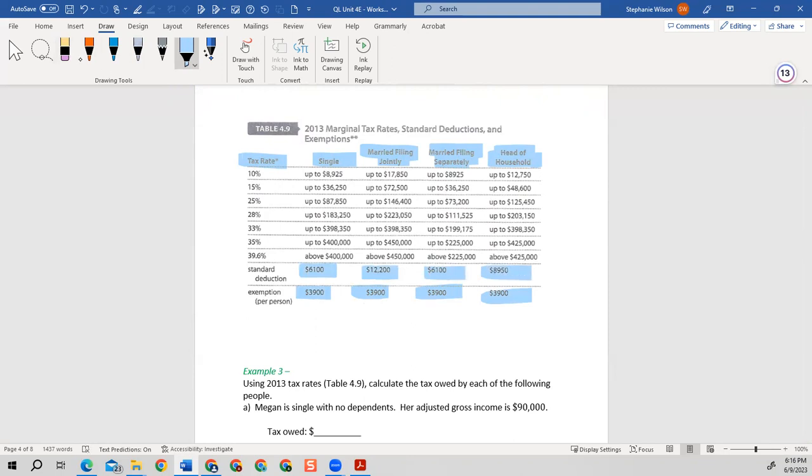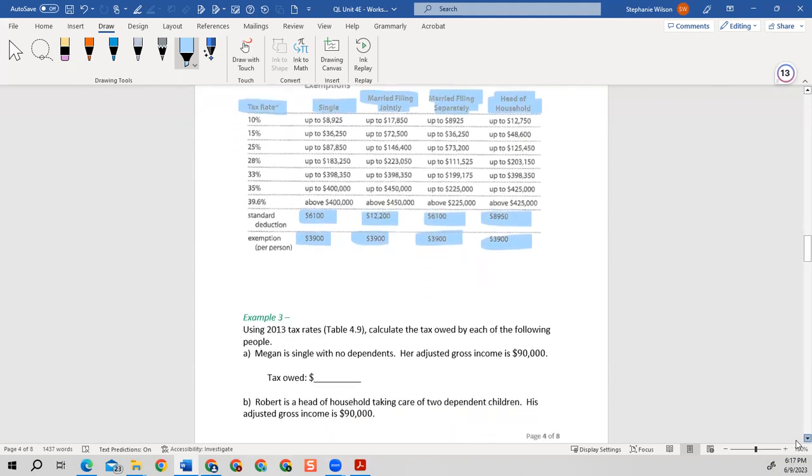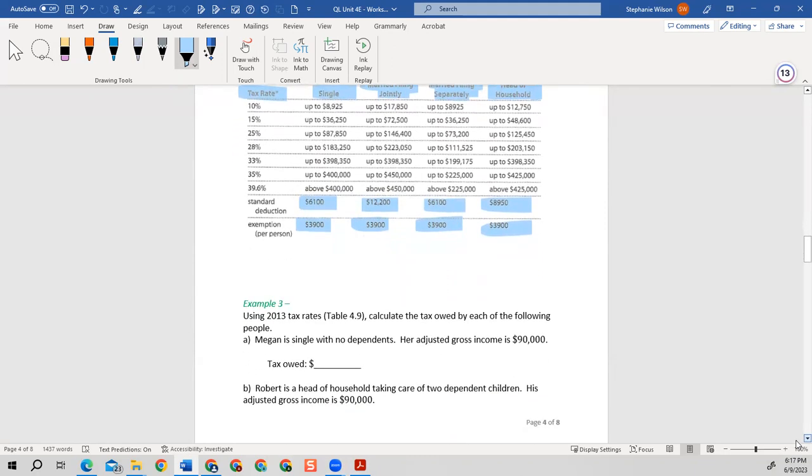Okay, so now let's go back and let's solve the first example. And like I said, we'll probably have to go back and forth so I can help you better understand this. It says, use this tax table to calculate the tax owed by each of the following people. This first one says Megan is single with no dependents. Her adjusted income is $90,000. So that is her adjusted gross income. And so she is single. And if she is single, then she qualifies for the 6,100, right? Right here.